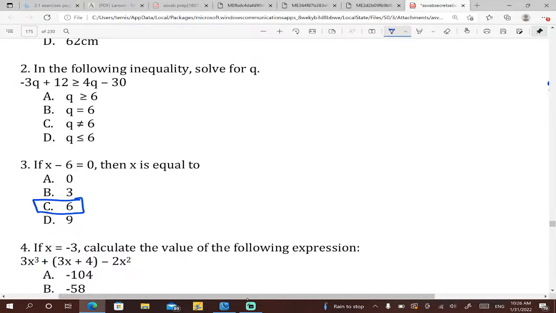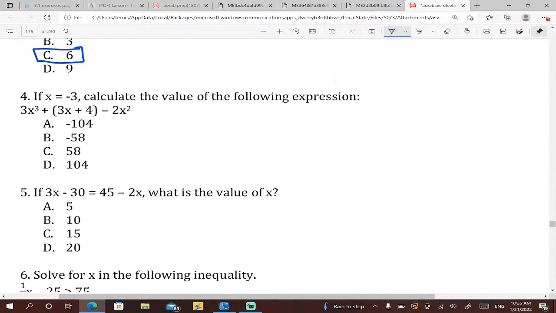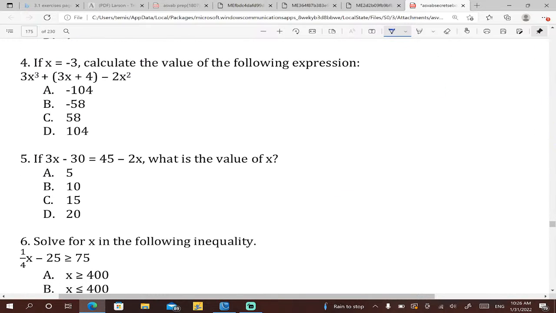If you said C, ding, ding, ding. My students like when I say ding, ding, ding. They be like, I got it right, but you forgot to say ding, ding, ding.